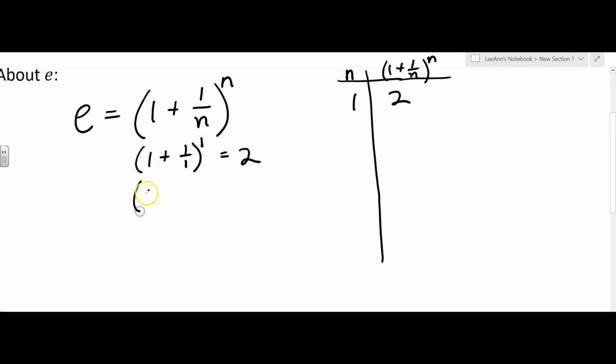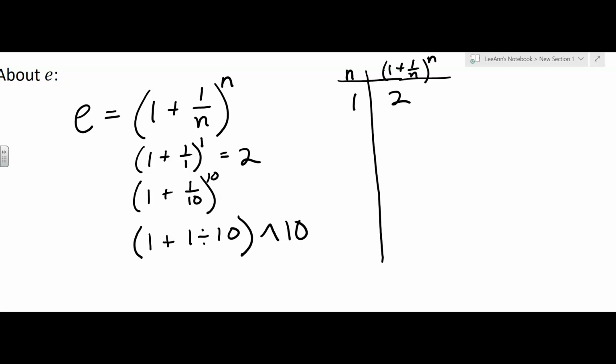Now let's put in 10. (1 plus 1 over 10) to the 10th power. Now you're going to put this in your calculator, and here's how you do it. You put parenthesis 1 plus 1 divided by 10, parenthesis, to the power of 10. Now, everybody's calculator is probably a little bit different, but for a scientific calculator you should be able to put this in. And we'll see what I get here. So when I put in 10 for n, I get 2.5937, and I'm just going to go 4 decimal places.